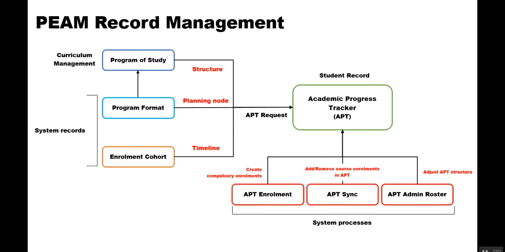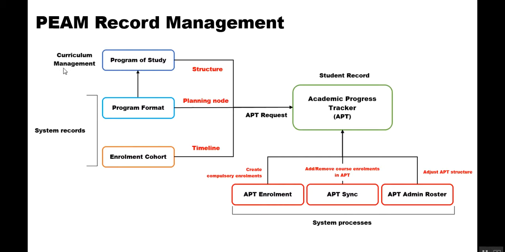Okay, so this is kind of an overview structure of the different records within program enrolment that we use. So over here, this is the curriculum part of it. We've got the program of study. So the program of study, this is the structure which determines what courses a student takes when, the different stages, etc., the structure of their study. The program of study is something that administrators will create and maintain.